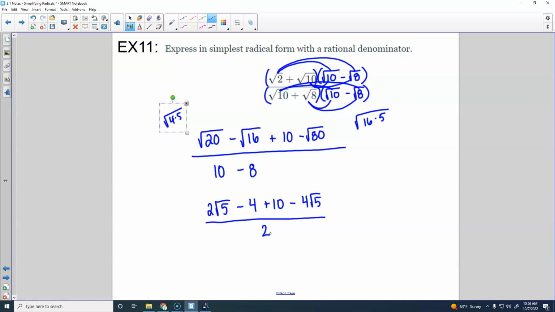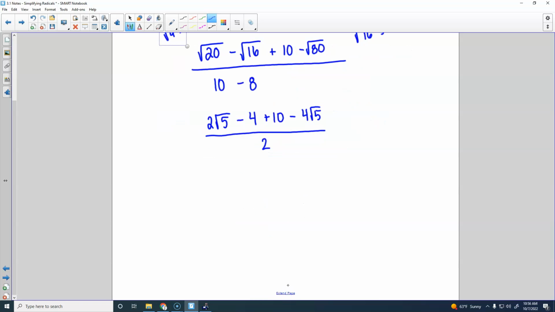You can only combine things if they are like terms, so that means their square root parts have to be exactly the same. Thankfully, both of these are square roots of 5, so we can put those together. The negative 4 and the 10 is going to give me a 6. And then I've got 2 square root of 5, negative 4 square root of 5. Think of it like 2x minus 4x. It's going to give you negative 2 times the square root of 5 over 2.